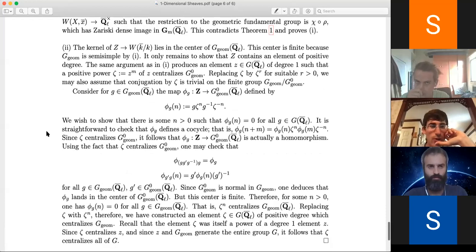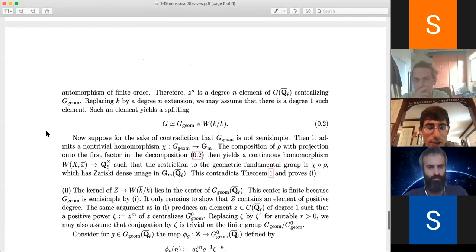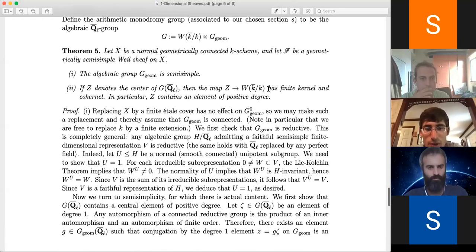Okay. So now for part 2, it's sort of a little finicky stuff. It's kind of annoying. Let me recall what it says. The map has finite kernel from the center of G, this full arithmetic monodromy group, has finite kernel and co-kernel.